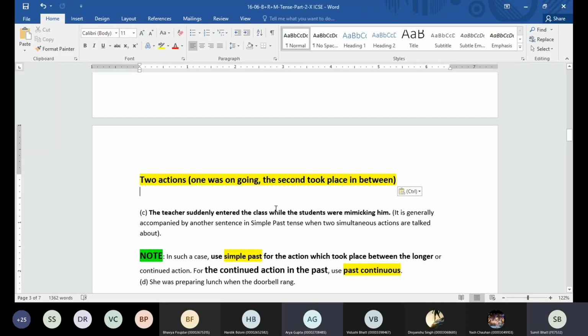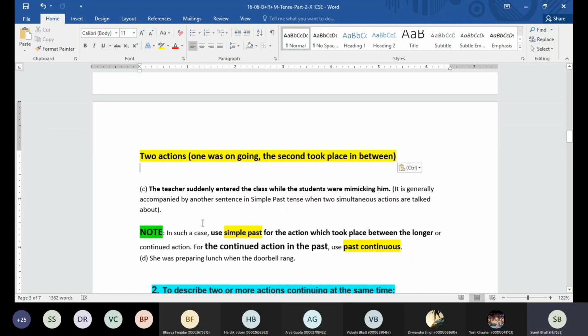Getting the thing? Here we have two actions. One was ongoing and the second took place in between. In such a case, we use simple past for the action which took place during the longer, continued action. For the continued action, we use past continuous. Like, she was preparing lunch when the doorbell rang. So we have past continuous for the ongoing action, and simple past for the action which took place in between.